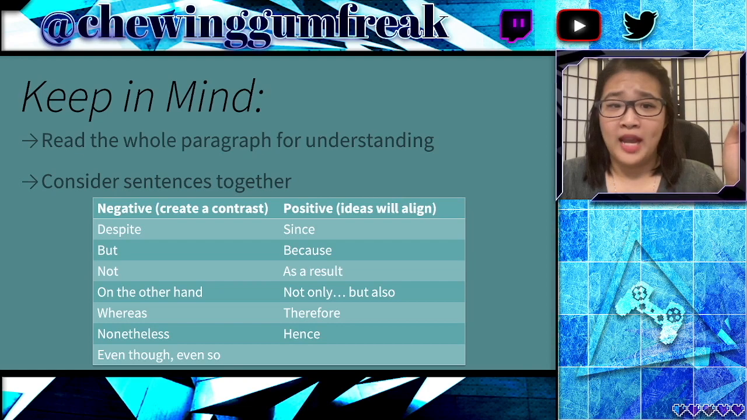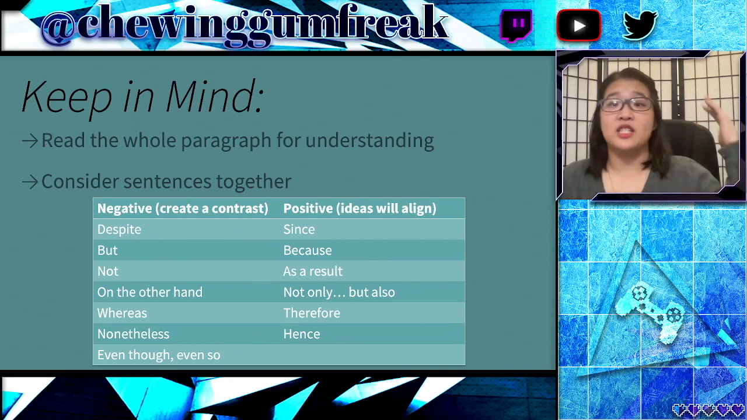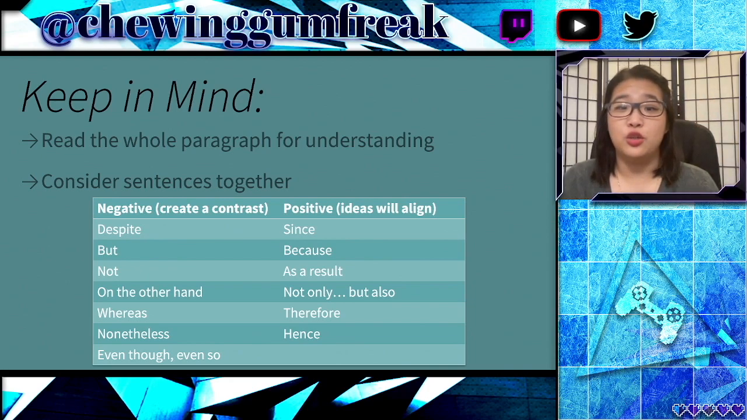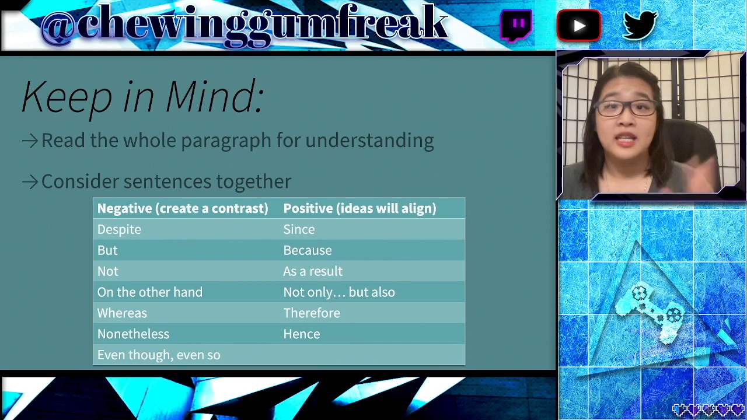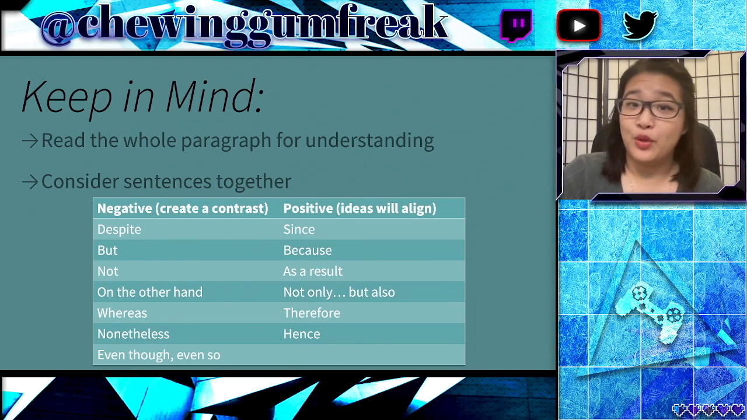I also want to point out the different transition words that we went over in the last video. Here you can see we have a list of negative and positive transition words that give you an idea of how the ideas of a sentence or paragraph fit together. Anytime you see the words on the left, you can imagine that the ideas below and above it are going to clash or create a contrast, whereas for any of the words on the right, you will see those ideas align or support each other in some way. So let's see what that looks like in an actual example with a double blank.